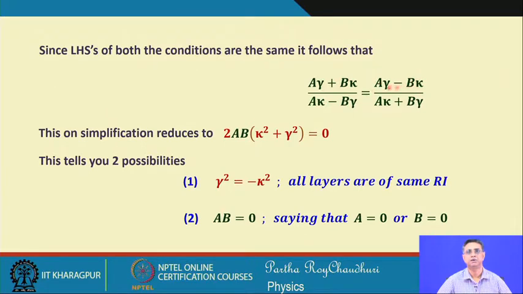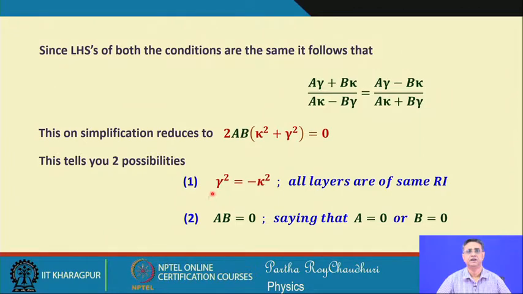Now, if you simplify this, and do the cross multiplication, you will end up with this simplified condition, twice a into b into (kappa square plus gamma square). It is a very simple algebraic step to execute, and then we will end up with this equation. Now, once we have this equation in hand, it tells you two possibilities.